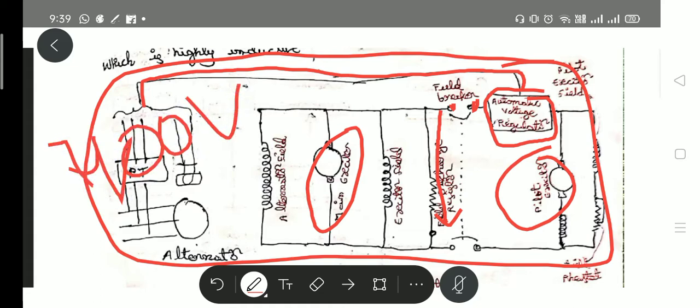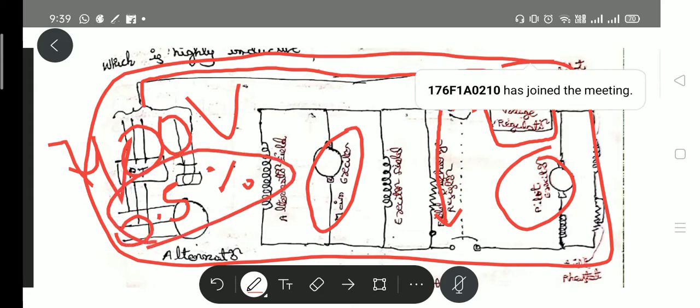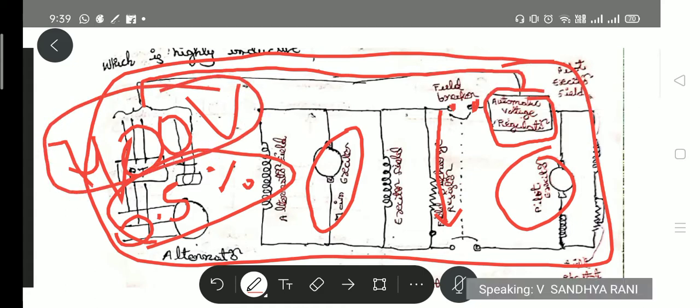400 volts, and its capacity is 0.5% of the capacity of the alternator. Okay, and the voltage rating is 400 volts in this DC excitation.